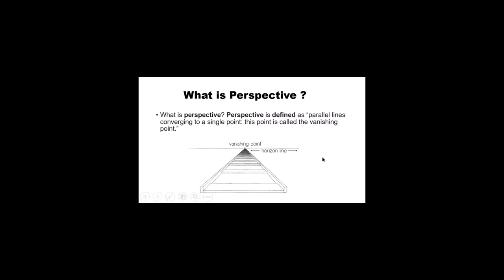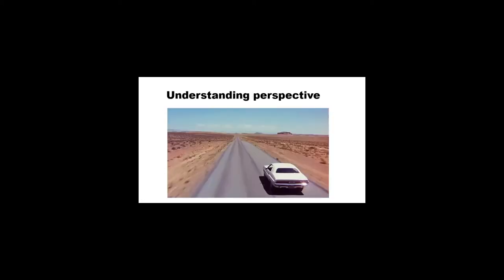So firstly, I want you to picture yourself driving on holiday. You're in a car and you're driving to the sea. And what you notice is the road converges to a single point. That's because the earth is rounded. And where it dips over that point, that is your vanishing point.